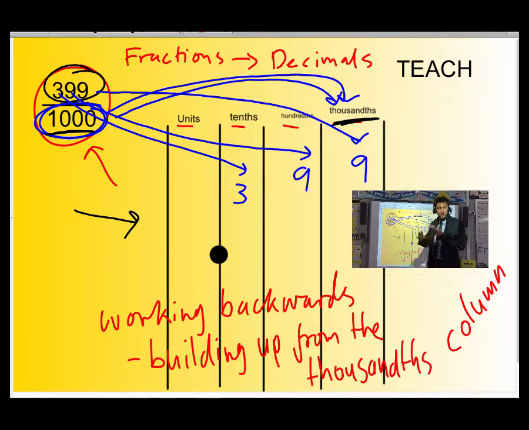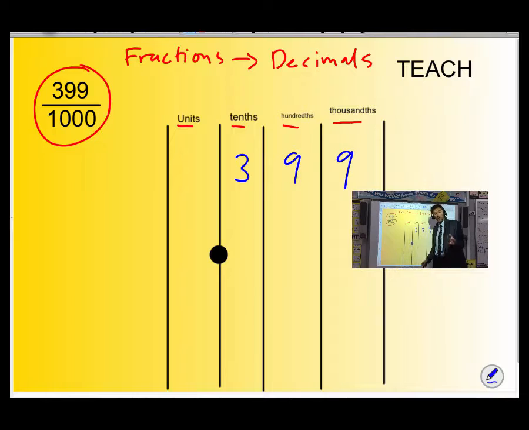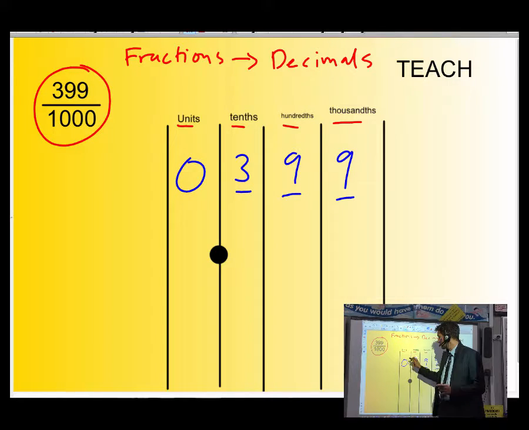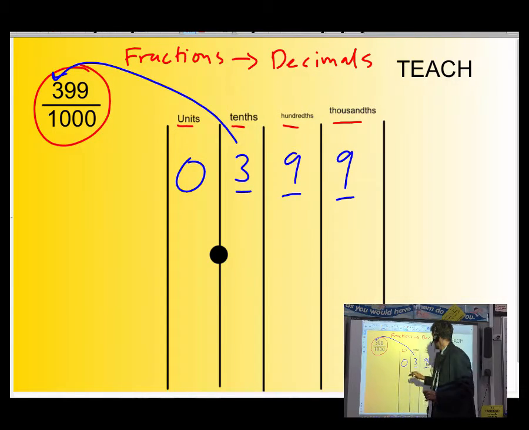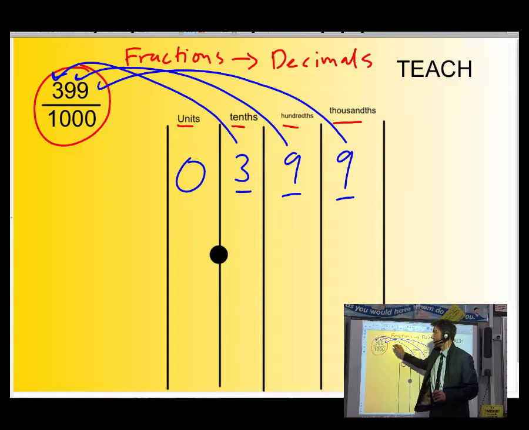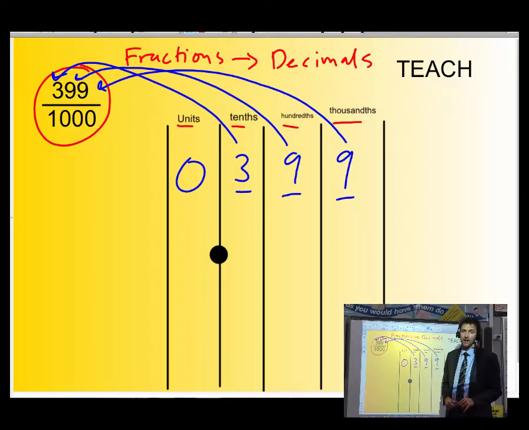So let's get rid of all those confusing lines, and our answer should look like this: 0, you can pop a 0 in there, there's no fuss or bother about that, 0.399. This 3 relates to that 3, this 9 here relates to that 9, and that 9 here relates to that 9 thousandths there.